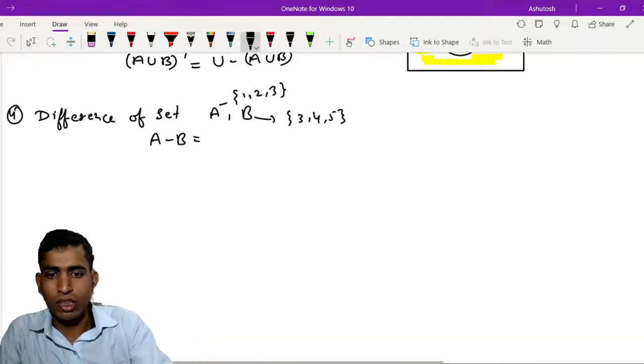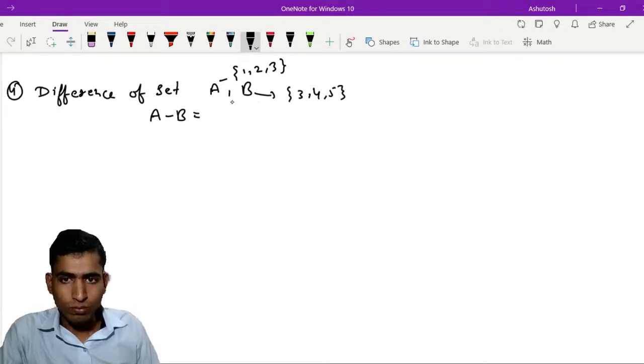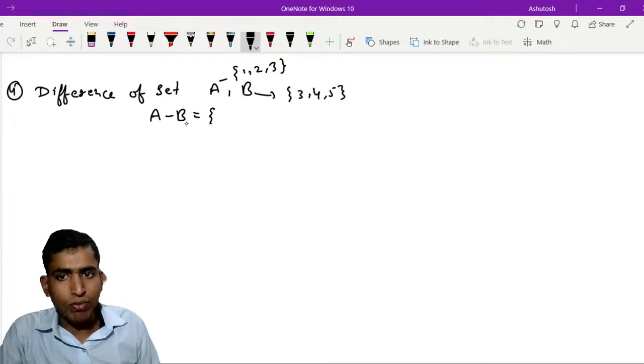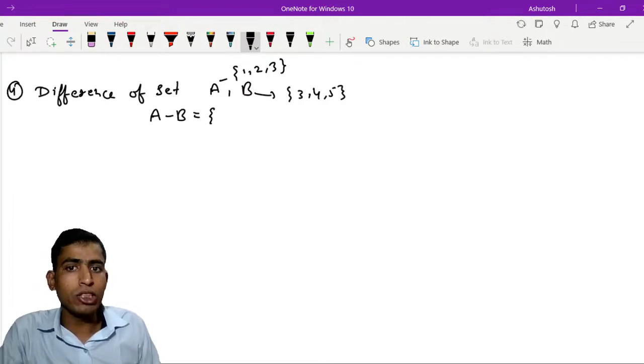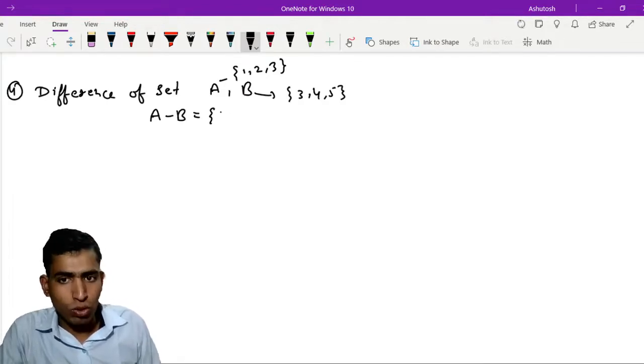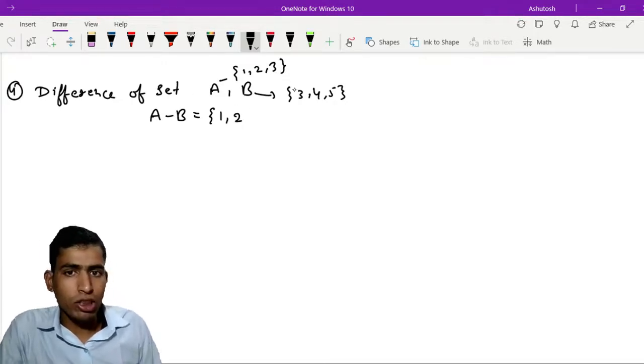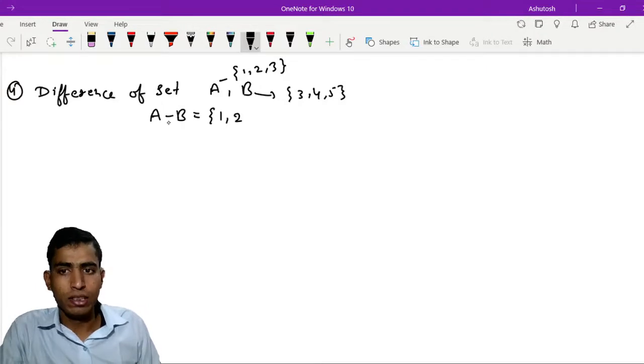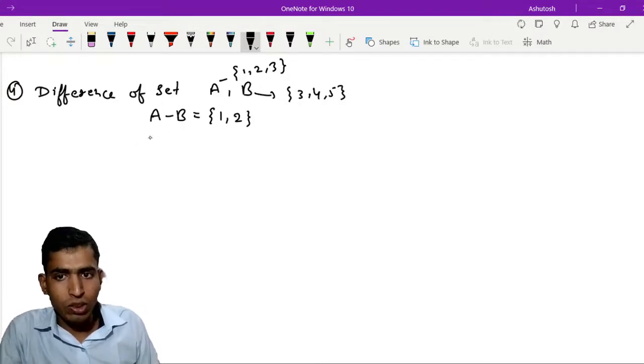Yes, it is 3, 4, 5. So in this way I am saying that A minus B contains all the elements of A except those which are also present in B. So we can take 1, we can take 2, but we can't take 3 because it is also present in B. This means A minus B is {1, 2}.